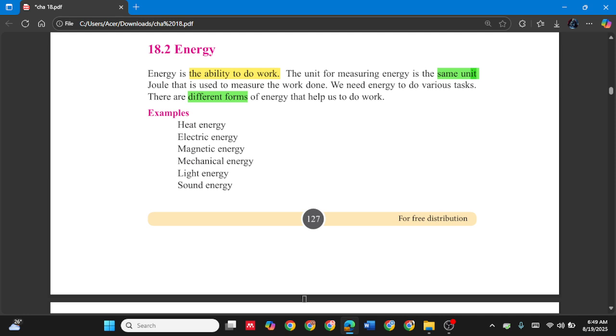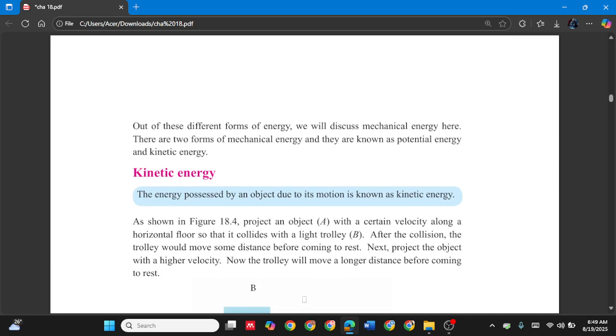Then after that, next star mark is different forms of energy. Then below you have to write heat energy, electric energy, magnetic energy, mechanical energy, light energy, and sound energy. So all these types of energy are measured using joule. Out of these different forms of energy, we will discuss mechanical energy here. There are two forms of mechanical energy, and they are known as potential and kinetic energy.